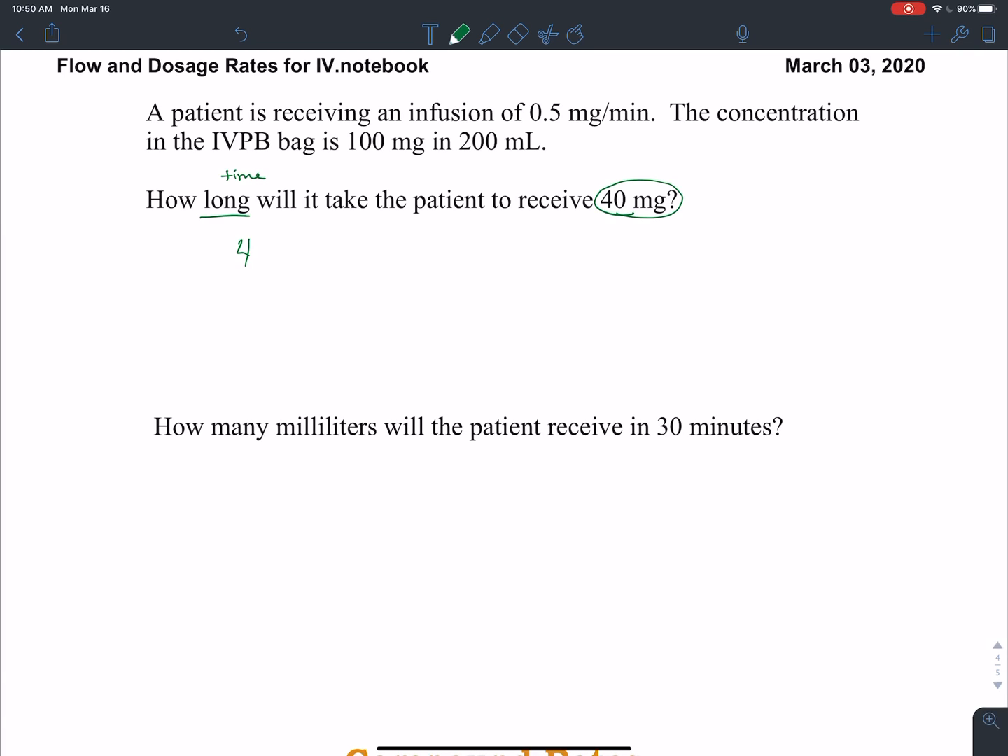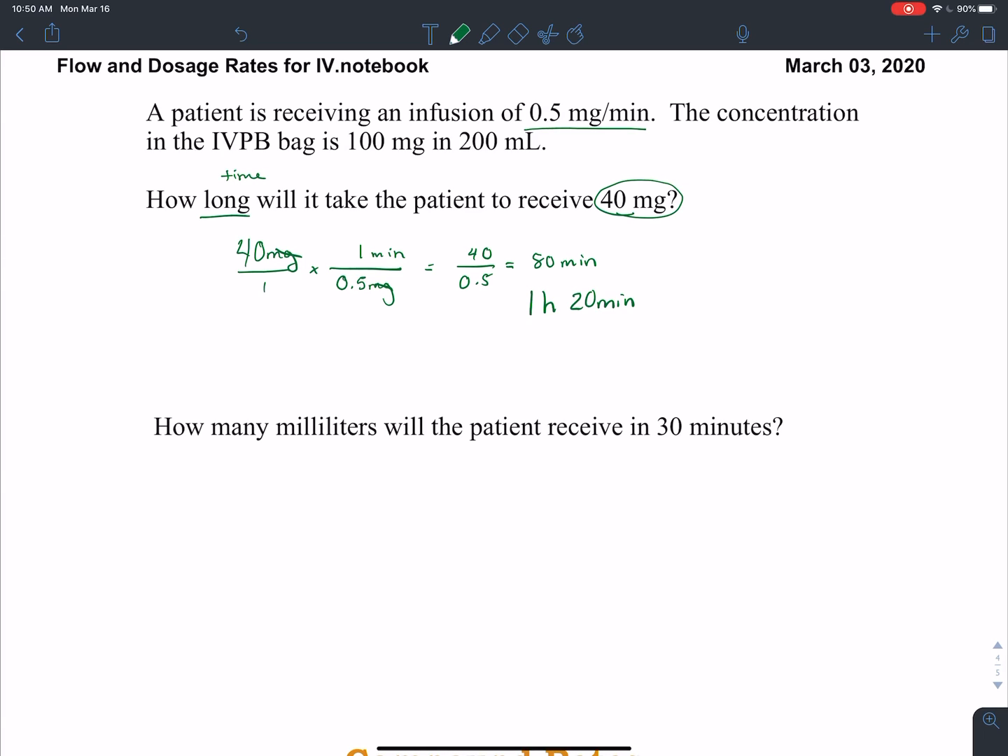So if I start with that 40 milligrams, I want to cancel out my milligrams and get to time. Well, they tell us in the problem that it's 0.5 milligrams per 1 minute. So if we multiply straight across, we have 40 over 0.5. Our units are just minutes, so we have 80 minutes. Or if we want to write that as an hour and minutes, we can say it's 1 hour, 20 minutes, depending on how they asked for the answer.